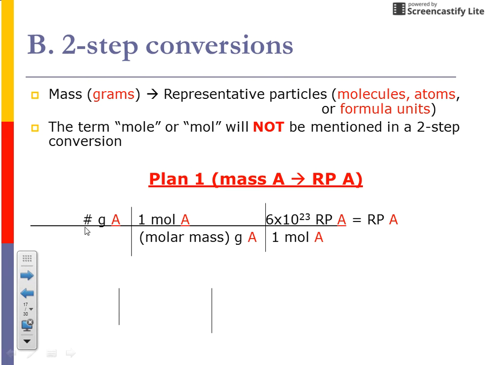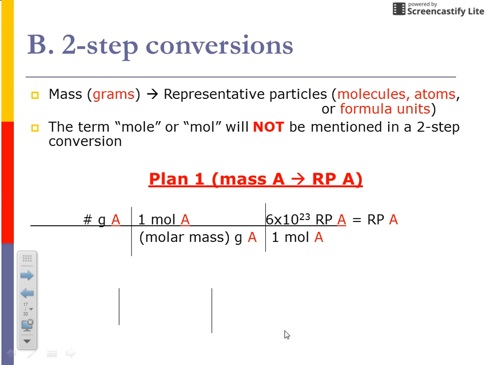So in this case, you would obviously begin with your given. It would be given in grams of A. So we need grams of A to cancel. That means molar mass is the conversion factor to use if you need grams to cancel. Molar mass is the grams per 1 mole, remember. So you need moles to cancel, moles of A, so moles will go on bottom, and you're trying to find the representative particles, so that will go on top. 6 times 10 to the 23rd representative particles equals 1 mole.